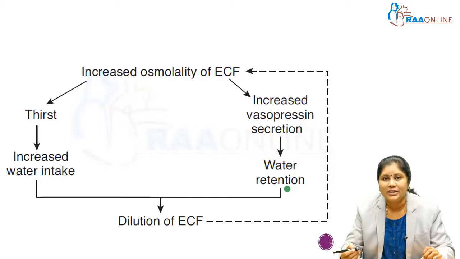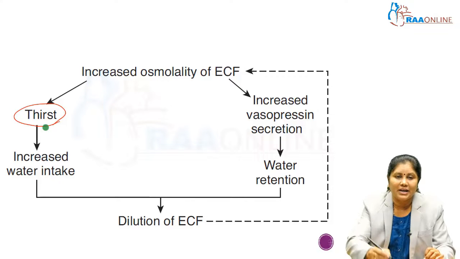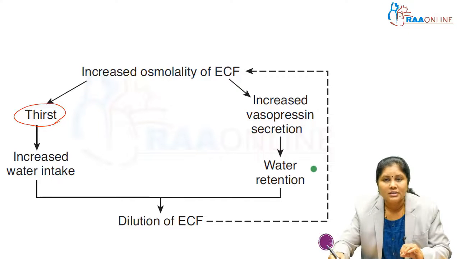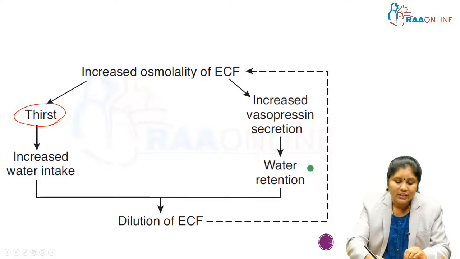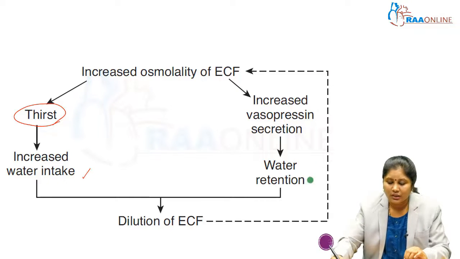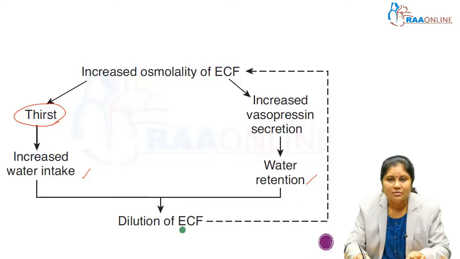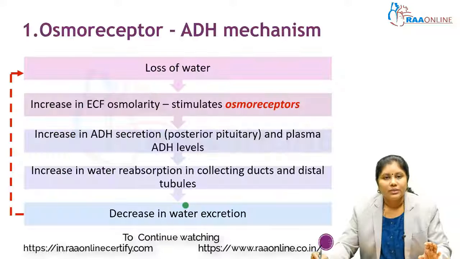So immediately after eating chips, what will we do? We will drink water, right? So the thirst mechanism is operated parallelly, which increases water intake. So what happens when there is increased osmolarity of the ECF? The water loss is prevented by increased ADH. At the same time, you have to add extra water to compensate for the osmolarity, so there will be increased water intake. Water loss is prevented, and at the same time water intake is increased. That's how the ECF is diluted and the osmolarity is corrected. We will see about the osmoreceptor ADH mechanism first.